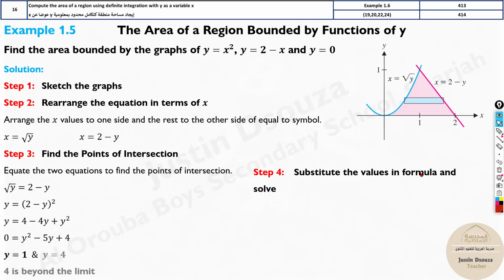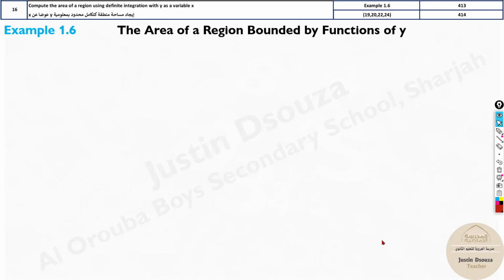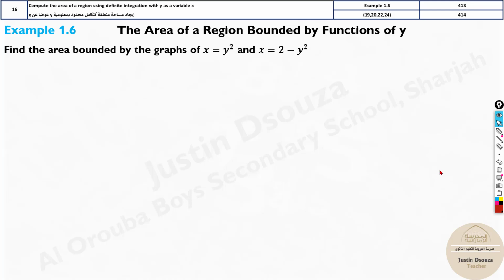And then what you do is substitute the values in the formula. Now the right equation is 2 minus y, minus the left equation, root of y. The answer is 0.83 units squared. This is how easily you can solve this. Please do try the other problems by yourselves.